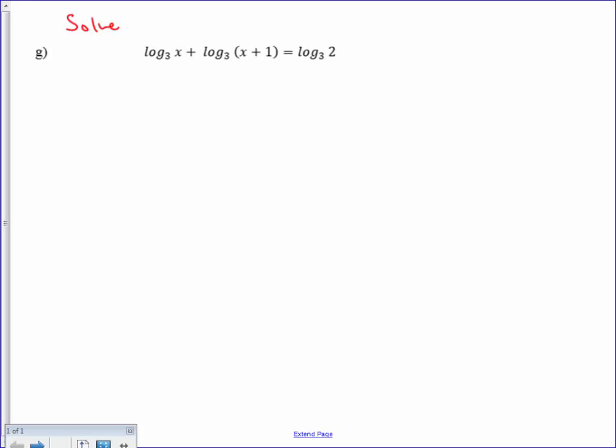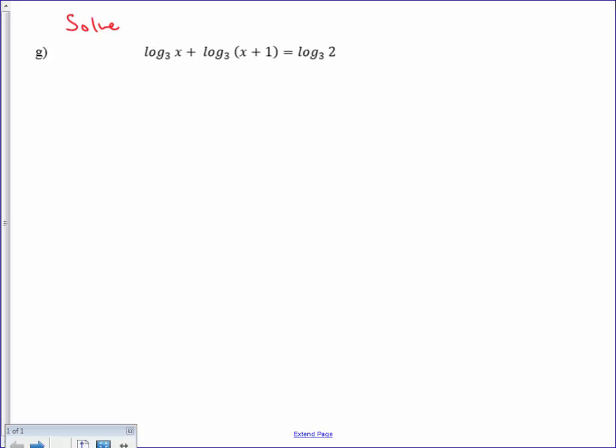Here I've been asked to solve this logarithmic equation. Notice that unlike the examples that we've seen before, every single term contains a log. If that's the case, what you want to do is get a single log on the left-hand side and a single log on the right-hand side, and then you will solve by setting the arguments equal.